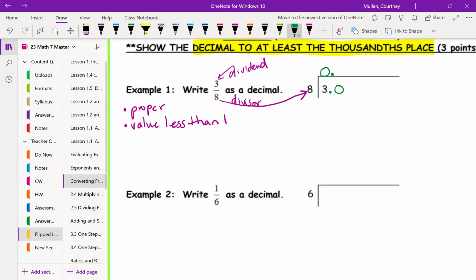How many times does 8 go into 30? Let's think. 8 times 2 is 16. 8 times 3 is 24. 8 times 4 is 32. That's too big. So 3 times 8, 24. Subtract, and we have 6.